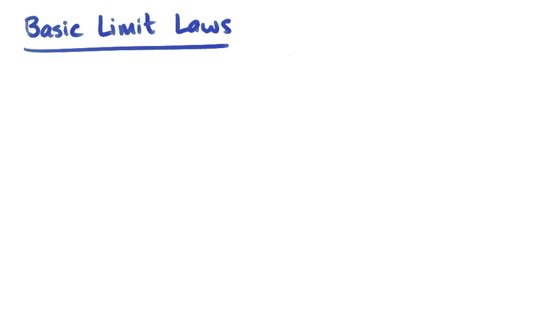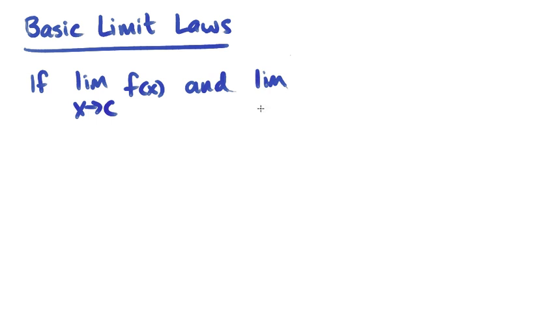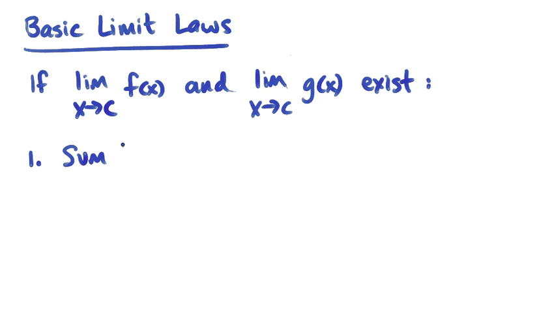Okay, basic limit laws. We have 5 basic limit laws that we need to know, and this is how they work. As long as the limit as x approaches c of a function f of x, and the limit as x approaches c of another function, g of x, exist, these 5 laws will work. The first law is called the sum law.